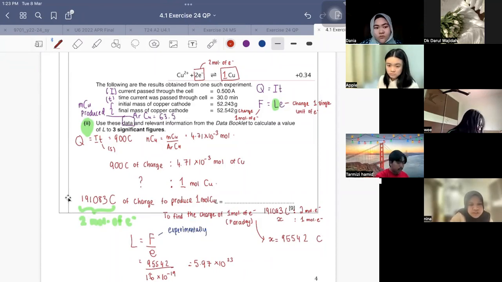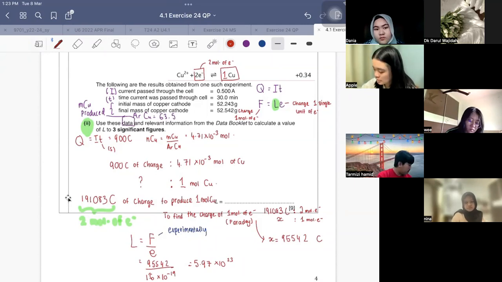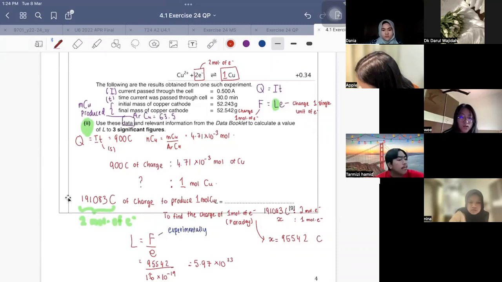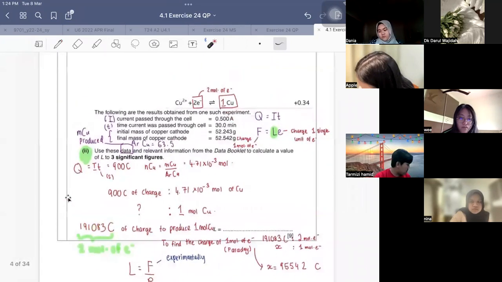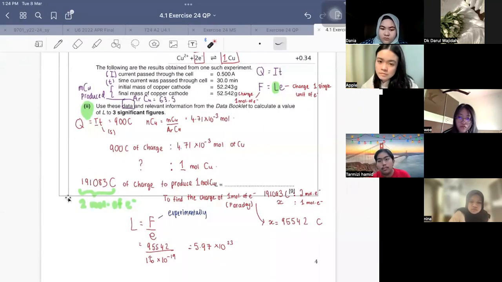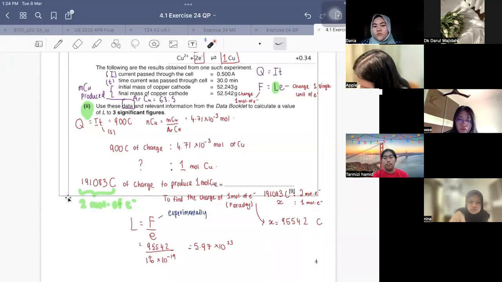Miss, why is the electronic charge positive 1.6, but in the data booklet it says negative 1.6? Okay, so the negative is just to tell us that the electron is negatively charged. But here we want to use the magnitude only, the size. If we use negative, our Avogadro's constant will be negative, which doesn't make sense. So that's why in calculation, sometimes we just drop the negative sign.